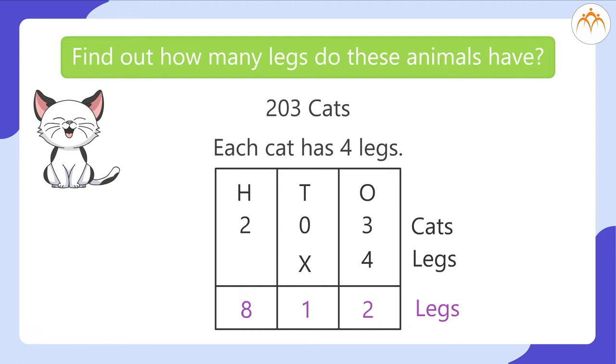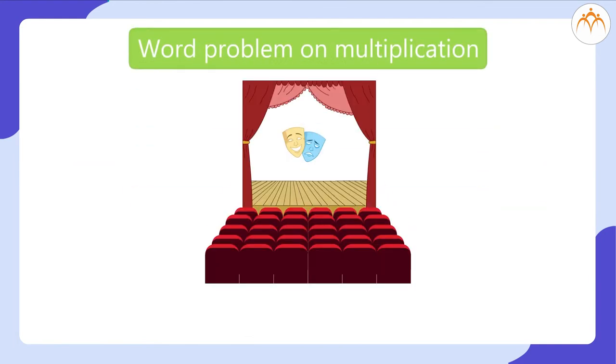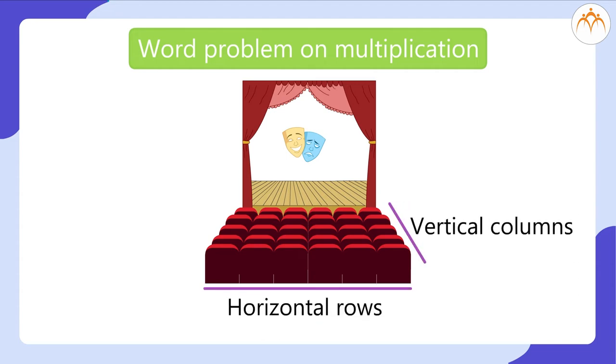Okay. Now tell me, can you form any word problem on multiplication? I'll give you a clue. Think of an auditorium. What do you see there? Too many chairs. Correct. So there are some chairs in horizontal rows and some are in vertical columns. Now see if you can make a word problem in an auditorium.